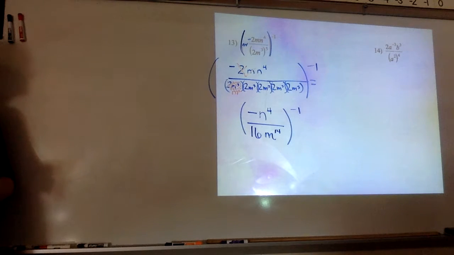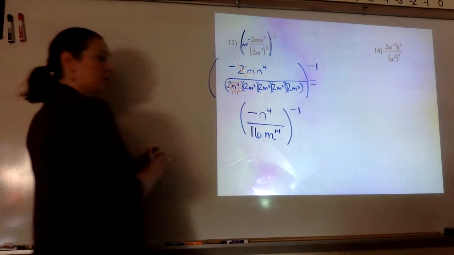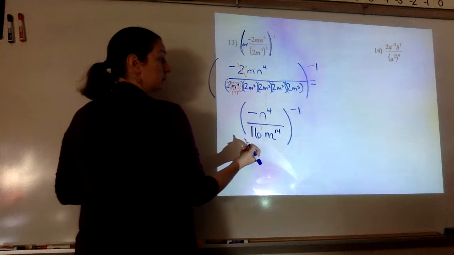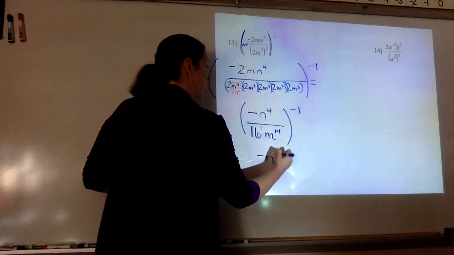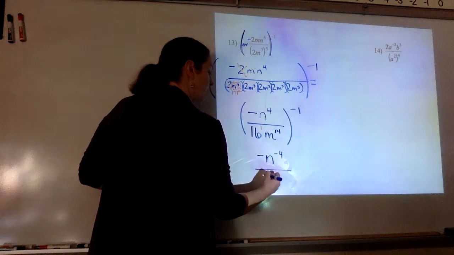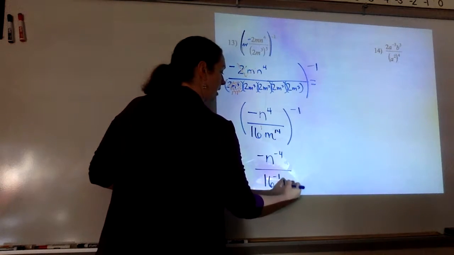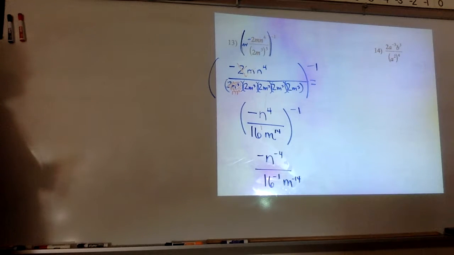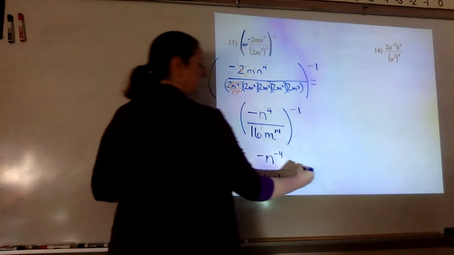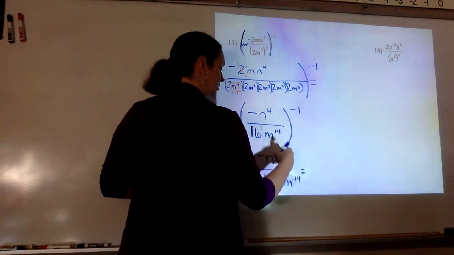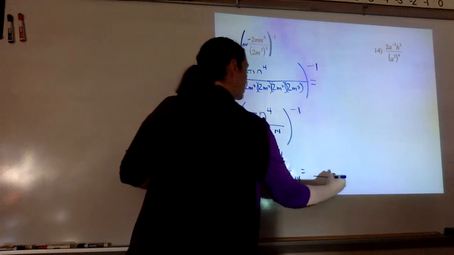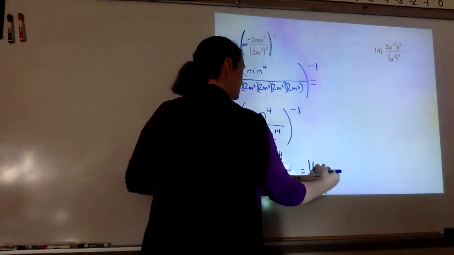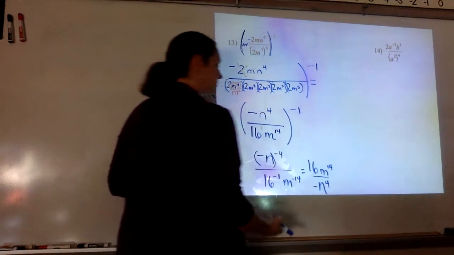Now we talked about power to power rule. I have a headache. I know. -n to the -4 over 16 to the -1, m to the -14. Notice I multiply power to power. How do I get rid of negative exponents? I just move them. So this is -n to the 4th, 16, m to the 14.